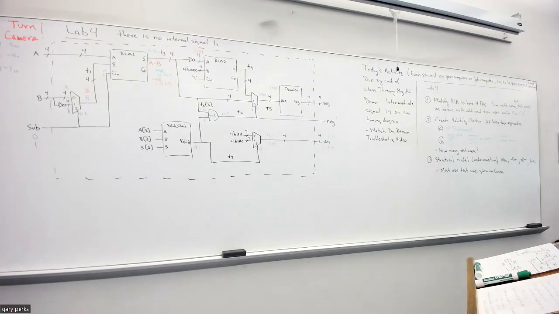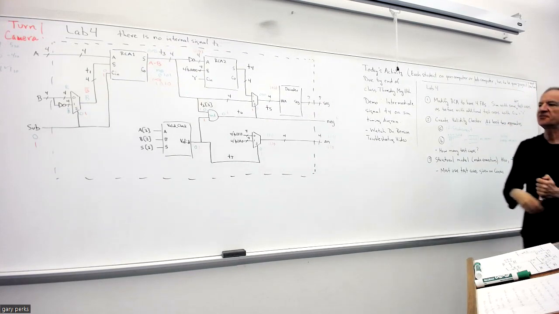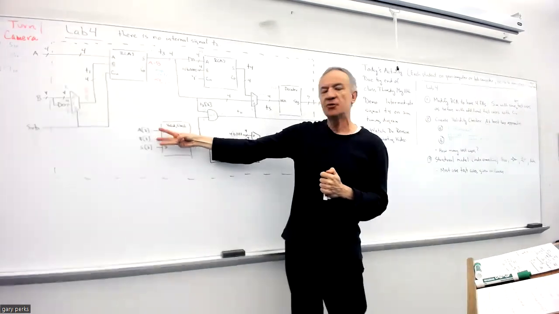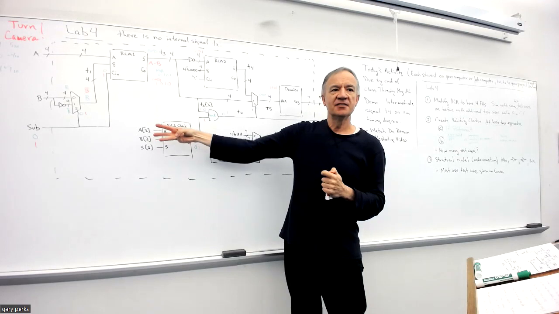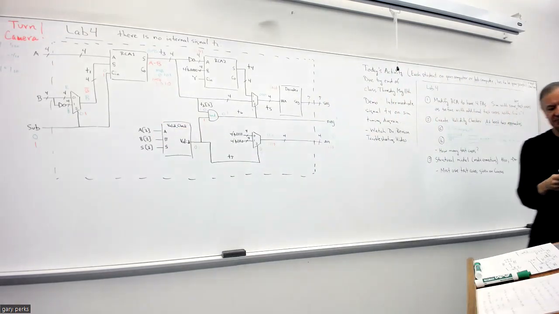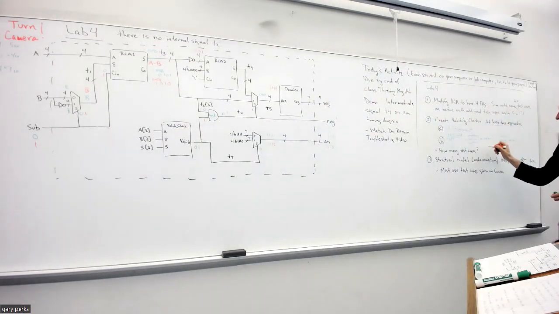Okay. We're just about done here. So I already talked about, start with modifying your RCA, check that out, then do your validity checker. Now, how many test cases are you going to have for your validity checker since there's 3 inputs? You're going to have 8 test cases, right? So this is 8.